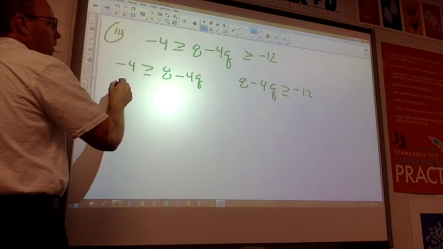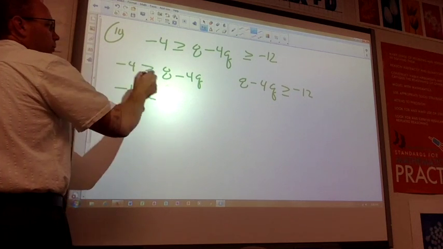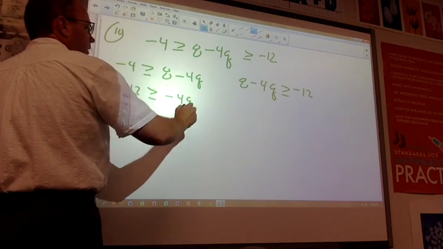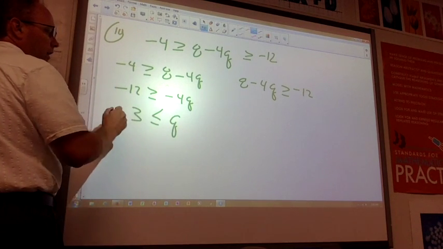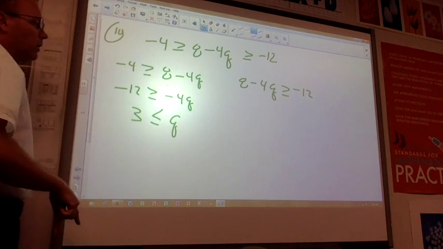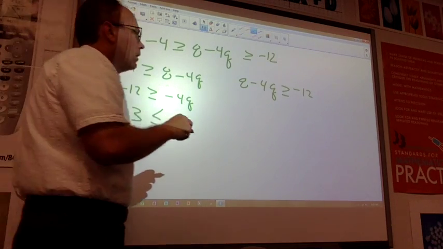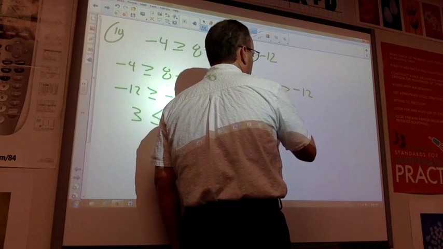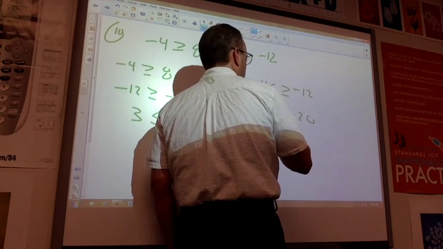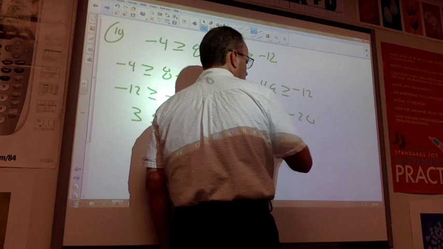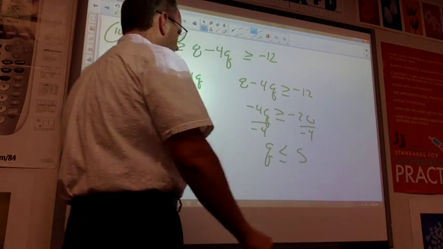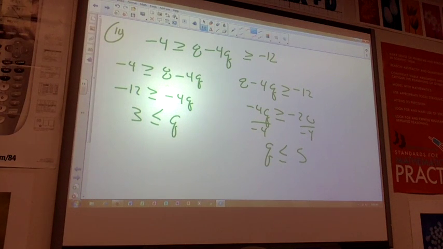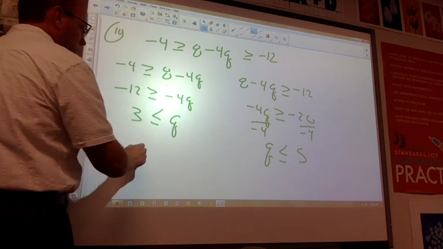Let's see. -12, if I were to subtract the 8, divide each side by the -4. So that gives me that. Realize that flipped over because I divided by a negative. Let's see, -4q, subtract -20, divide by -4. All right. So I could put these back together, which would look like this.